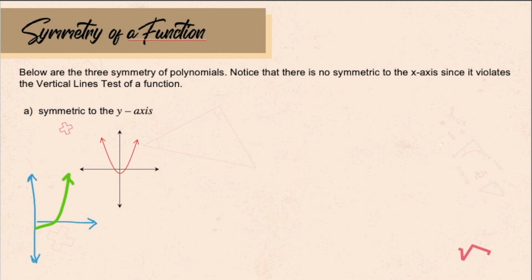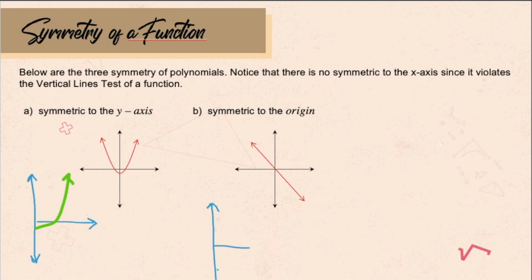Let's have the second symmetry. Now this time, this is symmetric to the origin. Okay? How do you determine if it's symmetric to the origin? In the first case, symmetric to the y-axis, you fold it only along the y-axis. This time, since the basis is the origin, your symmetry point must be the origin. So, you will fold it along the y-axis, at the same time fold it along the x-axis. So, given this example, if I'm going to fold this along the y-axis, the graph would be like this.